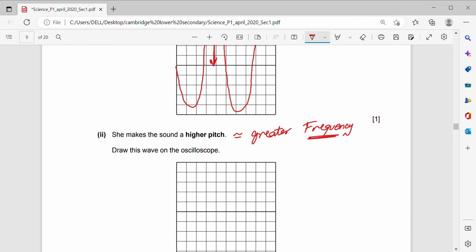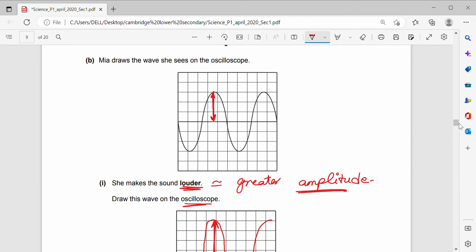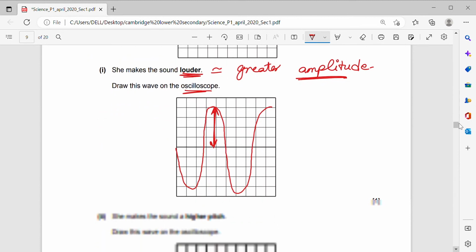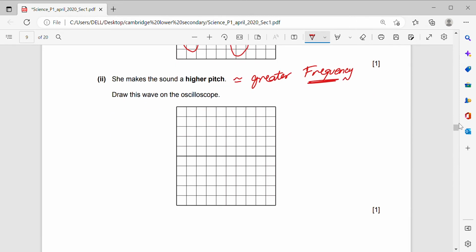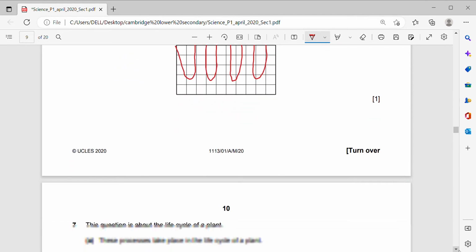Now draw this wave. We need to draw more waves. If we have here, like, 1, 2 waves, we need to draw more waves for greater frequency. This means I have what? I have greater frequency. Next question.